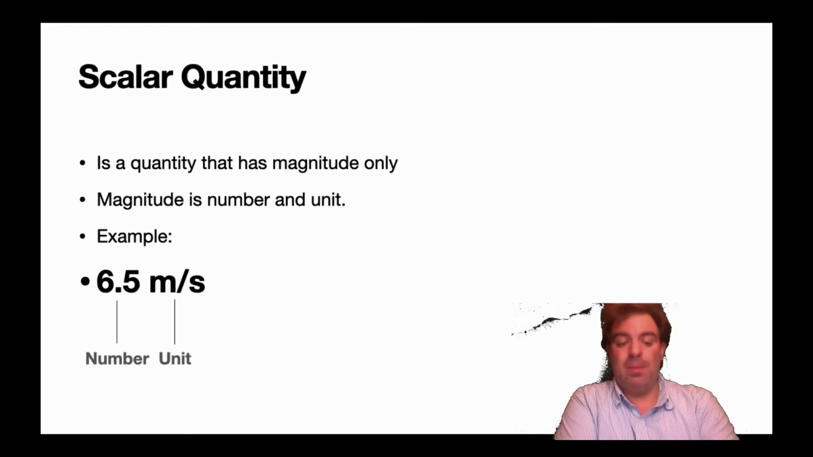Look at the following example. Let's say we have 6.5 meters per second. 6.5, that's the number, and meters per second, that is the unit. So together they give us the magnitude.